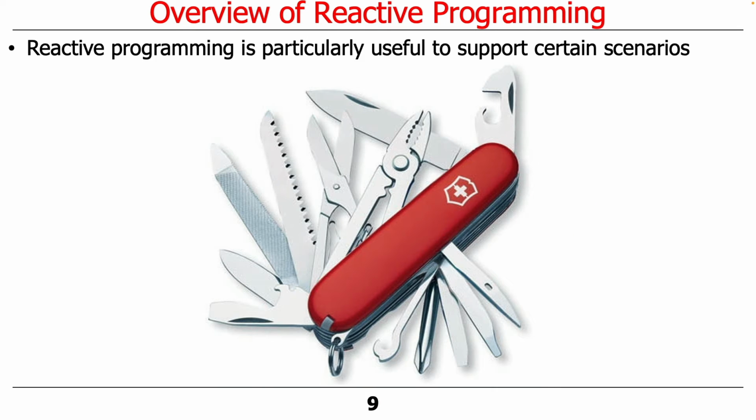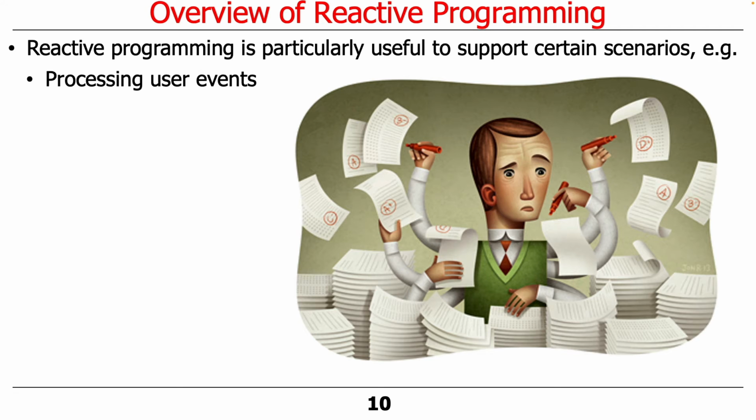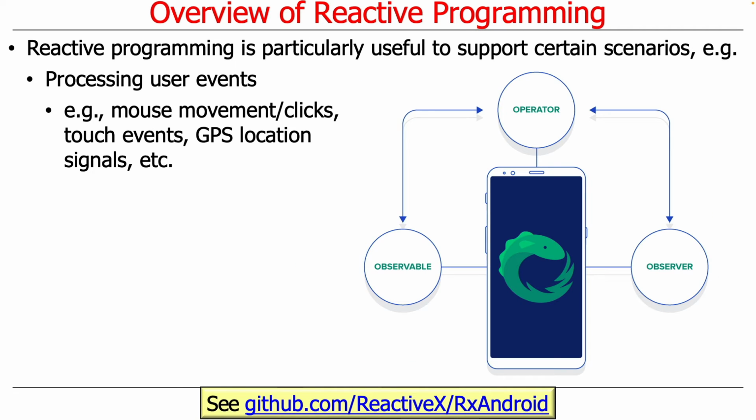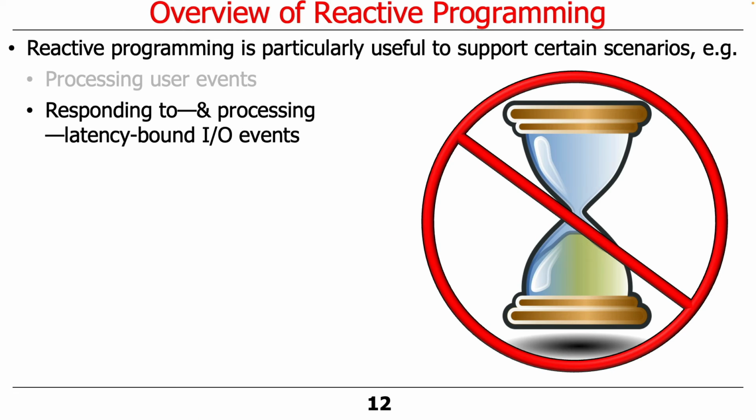Reactive programming is very useful to support certain kinds of scenarios. Processing of user events is a classic example. So, for example, in the context of Android, if you've got mouse movements, well, not mouse movements in Android per se, but touch events, for example, GPS location signals, anything that's event-driven is most likely to benefit nicely from reactive programming because it's event-driven, and therefore you want to be quick and responsive and so on.